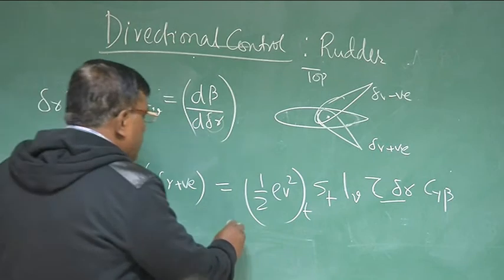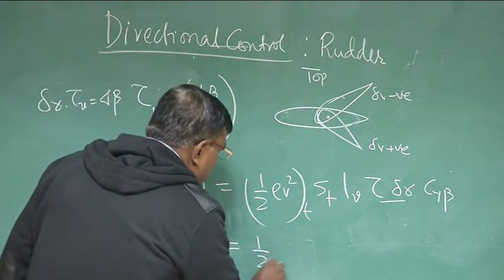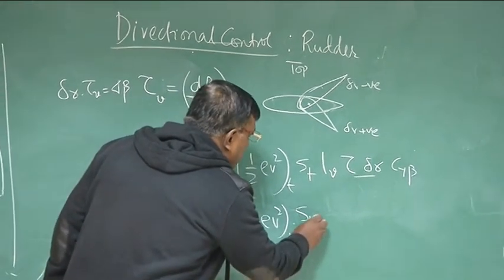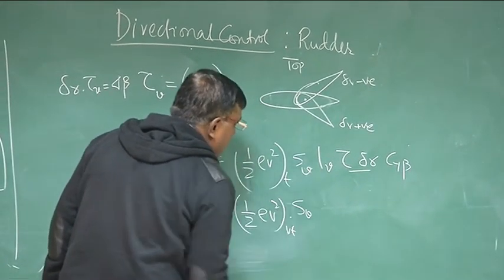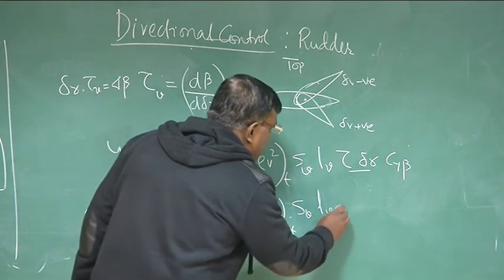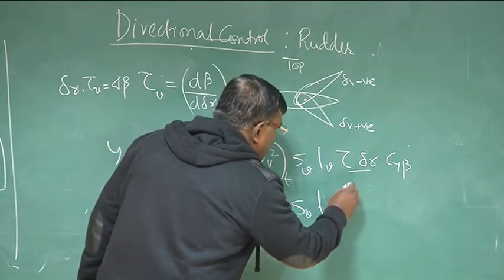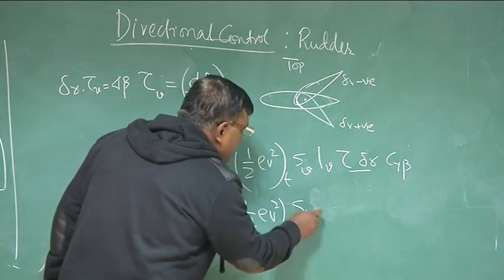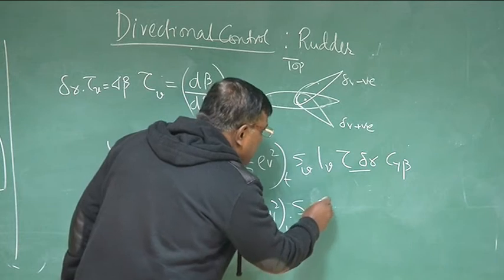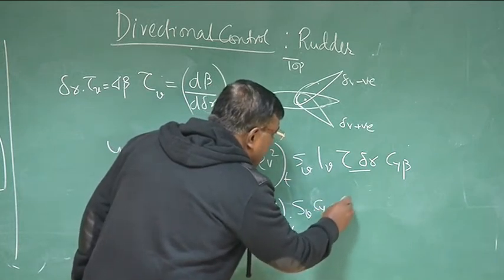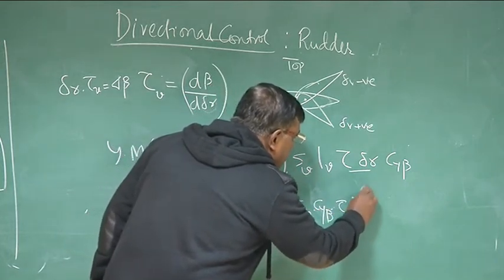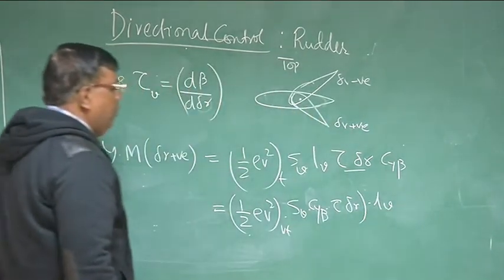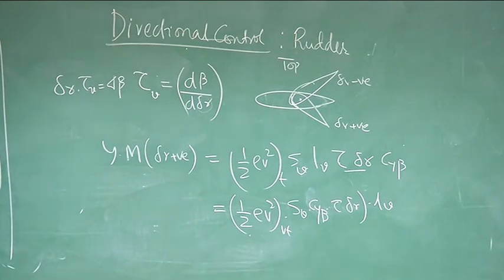If I try to explain again, I can write it like this: half rho V square at the vertical tail, S vertical tail. So I will take out SV, LV. I will not write LV here. This is half rho V square S, into Cy beta. Into beta is nothing but tau into delta R. So this whole becomes the force, into LV, that becomes the moment. Is it clear now? What I have done?